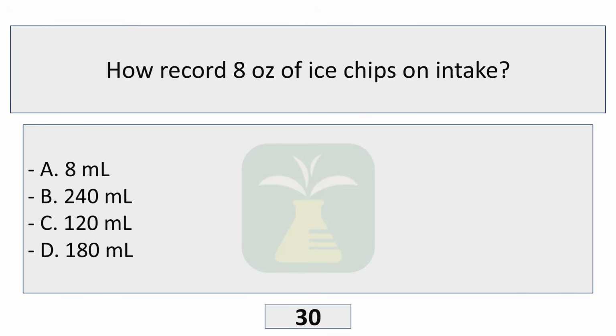How do you record 8 ounces of ice chips on intake? A. 8 milliliters. B. 240 milliliters. C. 120 milliliters. D. 180 ml. Correct answer. C. 120 milliliters. Ice chips count as half their volume. 4 ounces equals 120 milliliters.